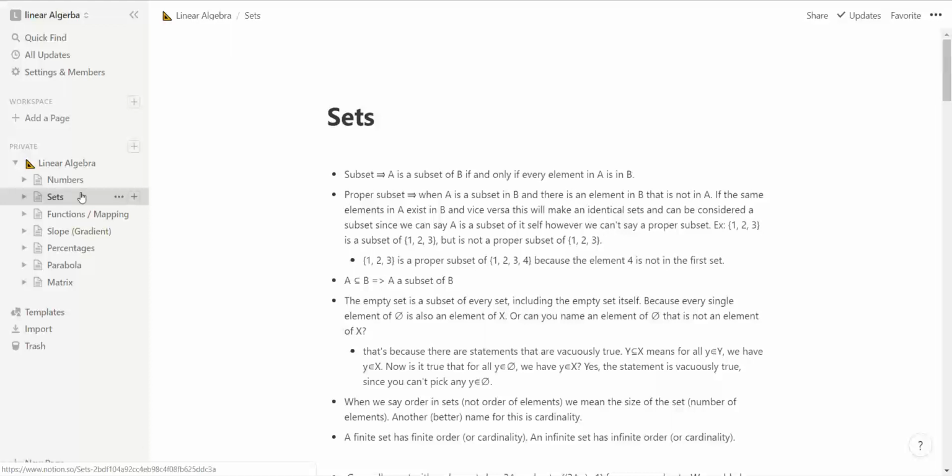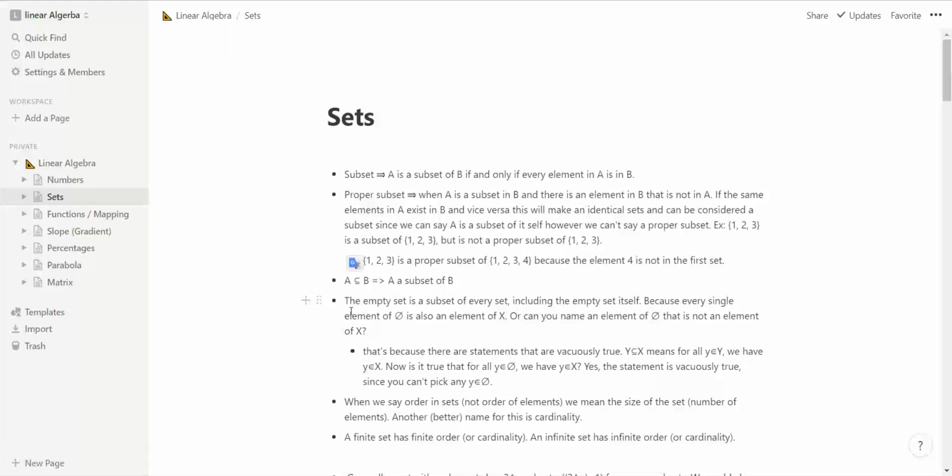A proper subset is when you have an element that is not part of the subset. And then when you have a union, A is a subset of B. So this symbol here indicates that it's a subset. The empty set is a subset of every set, including the empty set itself.